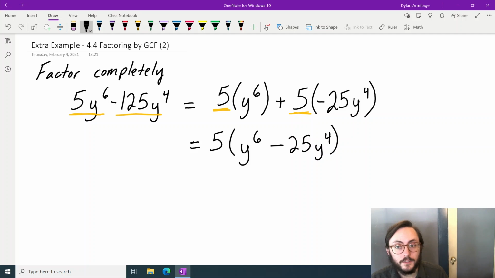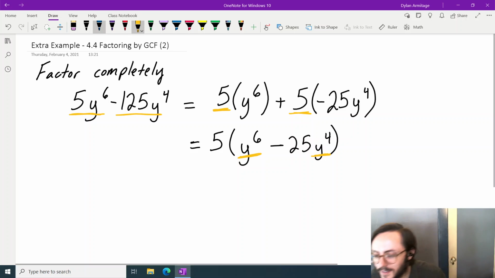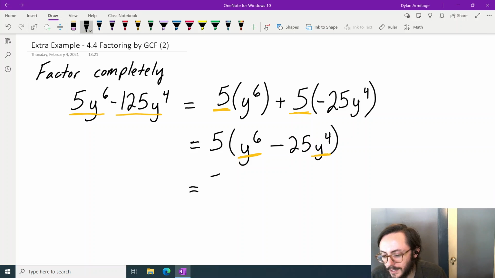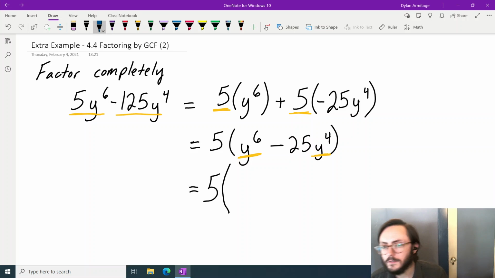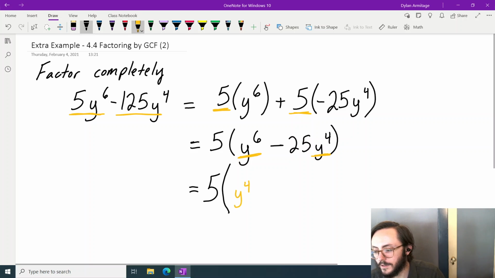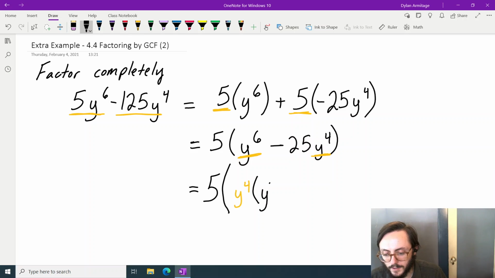Now we might see something else. There are other things we can factor out. If you look at part 1 of this video series, you can see here we can take out up to 4 y's. So here is how we will do it. We have 5 times, and we'll do it in this yellow. We're taking out y to the 4th from both of them, leaving us with y squared there in the first one.